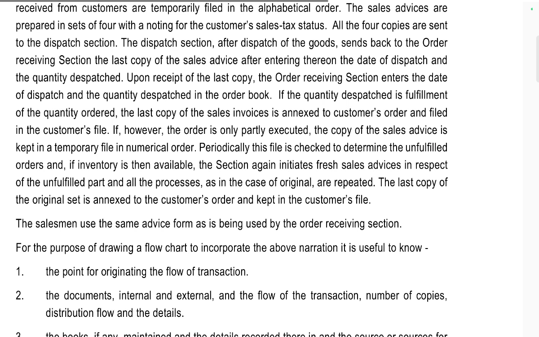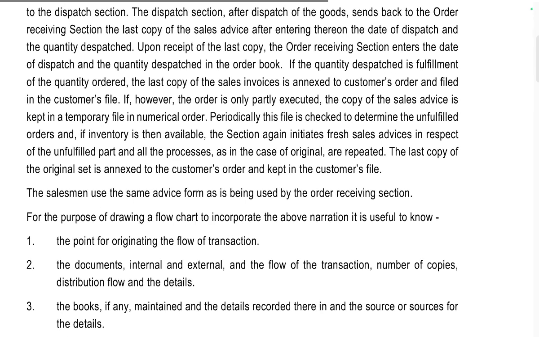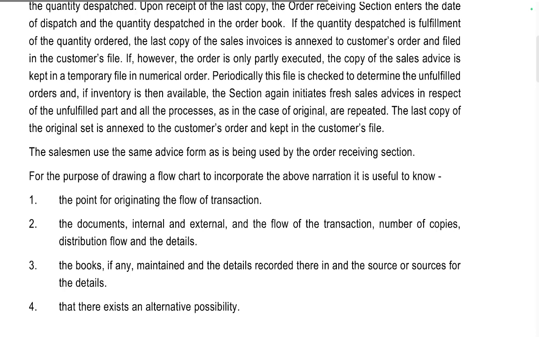If the order is only partly executed, the copy of the sales advice is kept in a temporary file folder, and the periodical file is checked to determine what is available from order and inventory. The section then initiates a fresh sales advice as part of the process, original and repeated. The latest copy of the order is annexed to the customer's order, kept in the customer's file. The salesperson uses the same advice in another order receiving section.